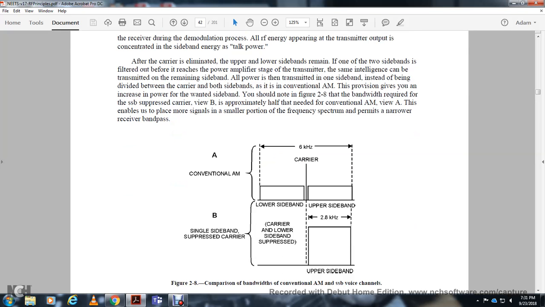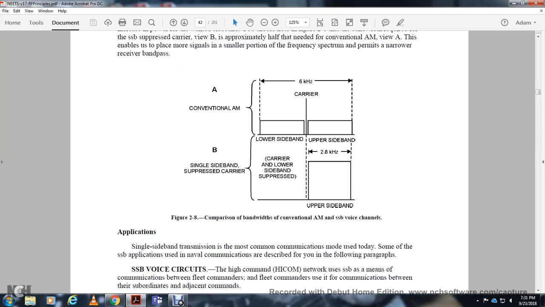So in conventional AM the bandwidth is 6 kHz, with the lower sideband, carrier, and upper sideband, compared with single sideband, which has only one sideband.